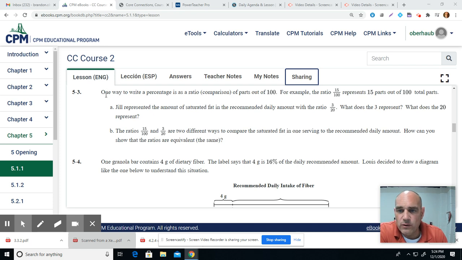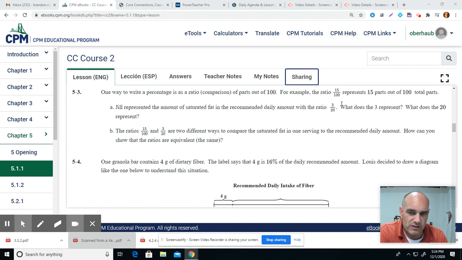So question 3, one way to write a percentage is a ratio comparison out of 100. For example, the ratio 15 out of 100 represents 15 parts out of 100 total parts. So Jill represents the amount of saturated fat in the recommended daily amount with the ratio of 3/20.